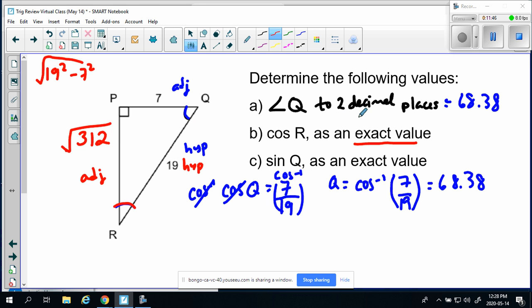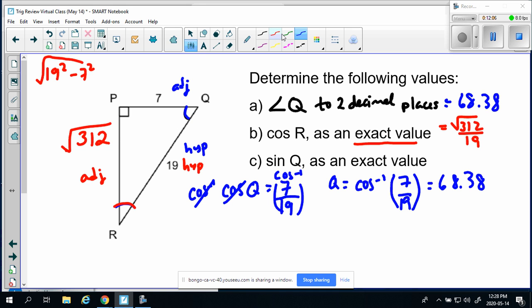So as an exact value, we can now take this over that. So adjacent over hypotenuse is root of 312 over 19. That is an exact value. And then sine Q is an exact value. If you are Q, then you're standing here.